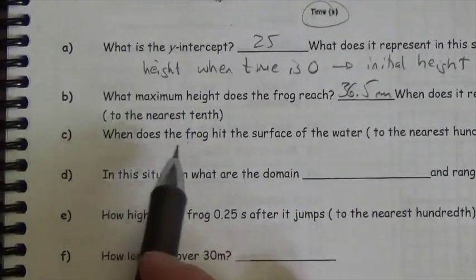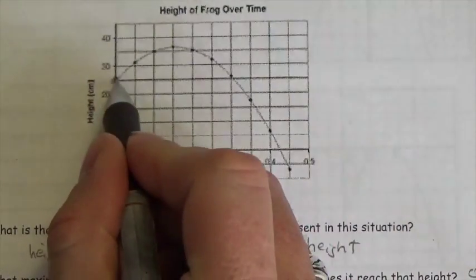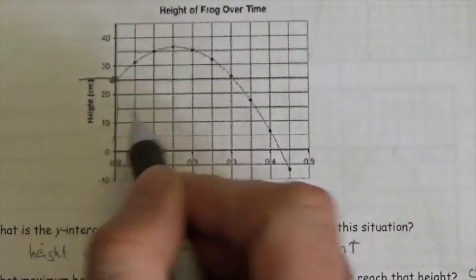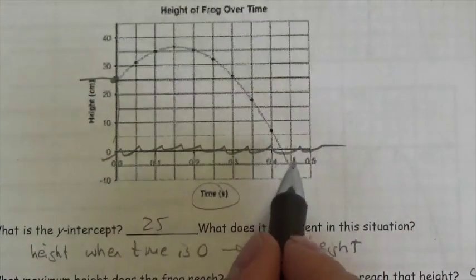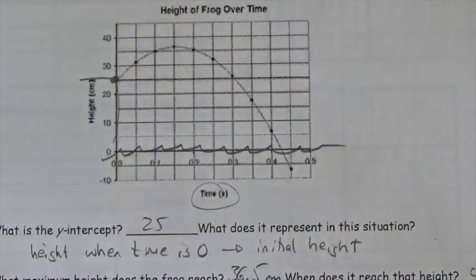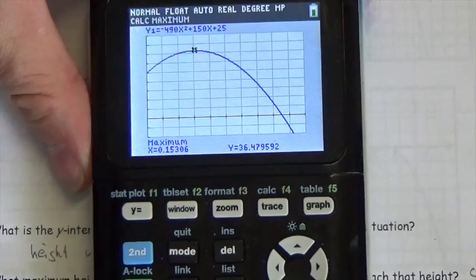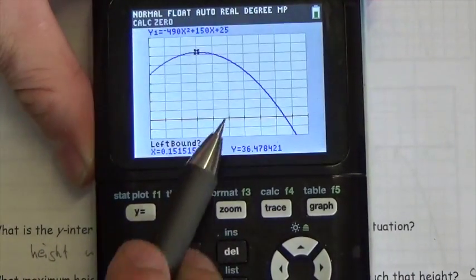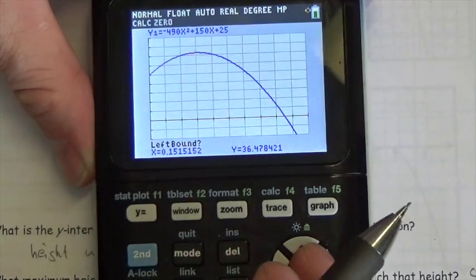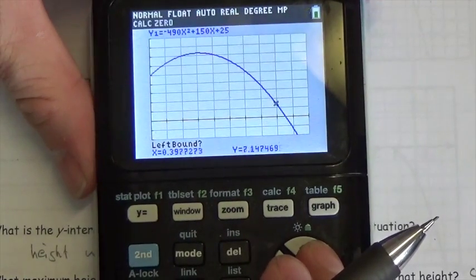All right, next. When does the frog hit the surface of the water? If you look up here, we're supposed to interpret this as being some sort of rock. The x-axis here is the water. So when I ask when does it hit the surface of the water, I'm looking for an x-intercept. So let's go back here. To find the x-intercept, it's going to be second trace, and we're going to use the zero function here. That's the x-intercept, so we're going to move down to it. The calculator is asking for a left bound and then a right bound. So I go down to it.